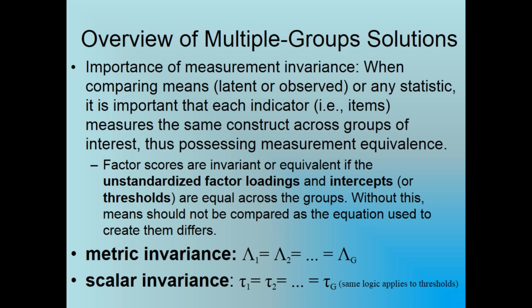So measurement invariance would mean that you have both metric and scalar invariance, which basically implies that those scores, those factor scores, and ultimately in the end most likely your mean or observed scores, are equal across groups. If you don't have invariance, that means the factor scores are being created differently depending upon which group you're in.